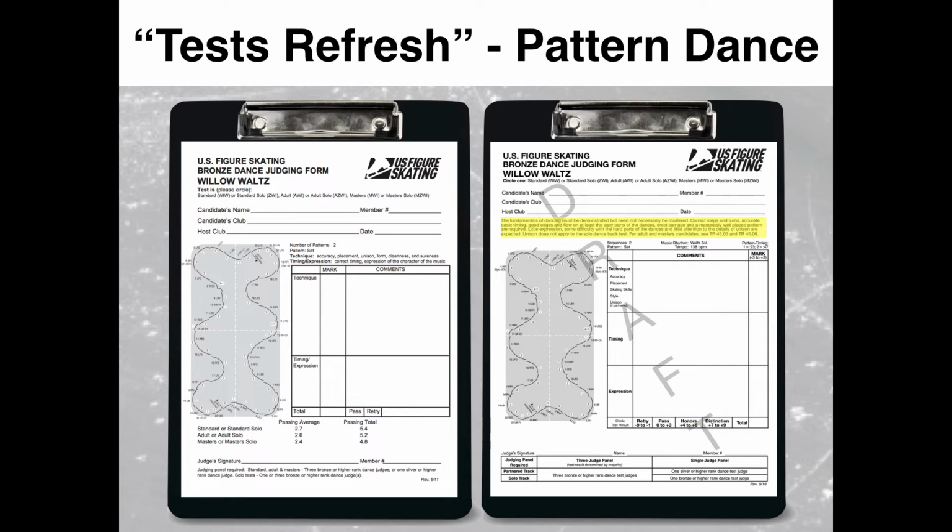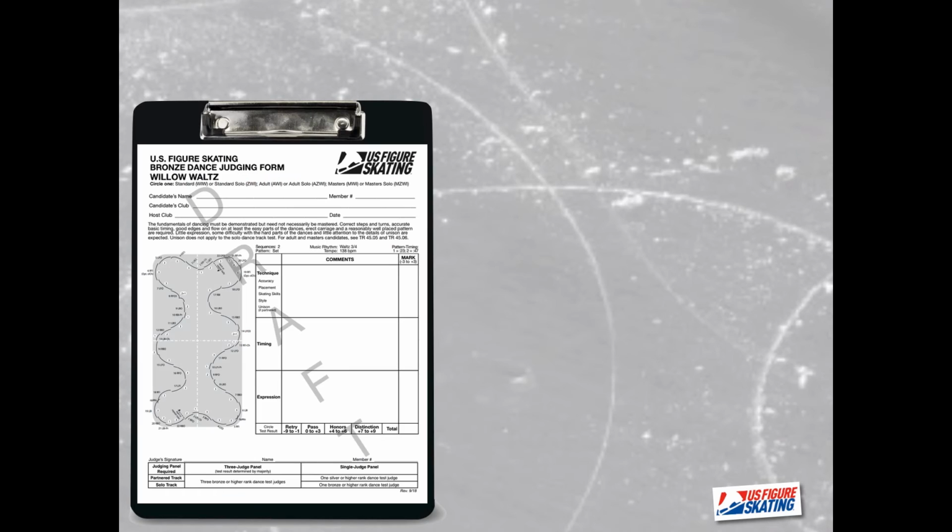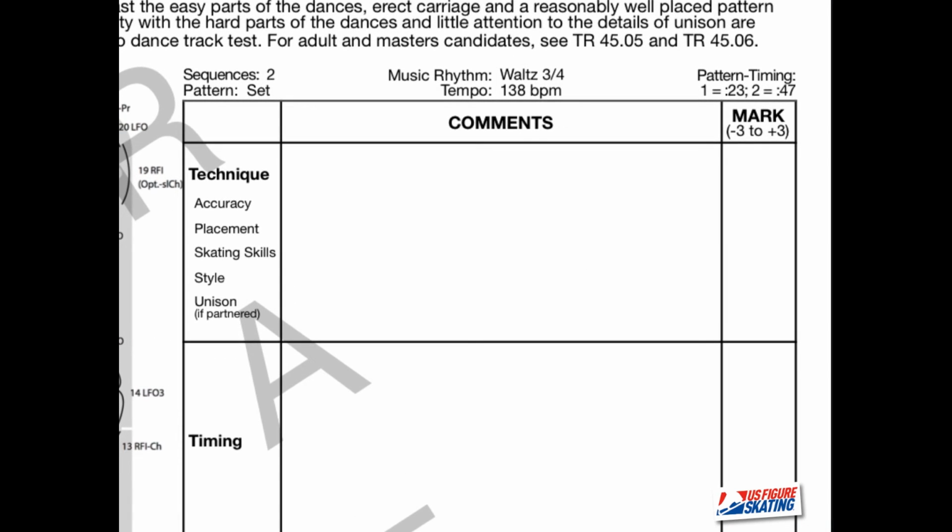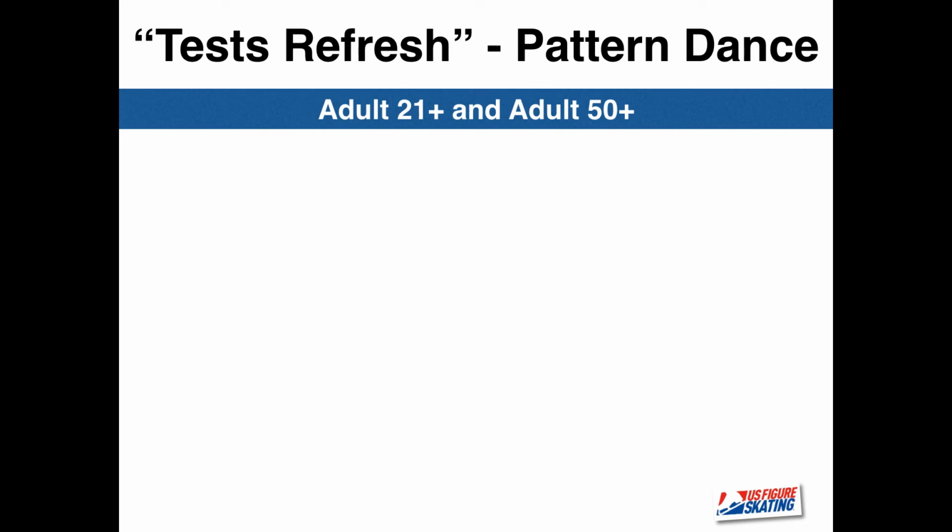New additions to the test forms include test level expectations on all pattern dance test forms and music, rhythm, tempo, and pattern dance timing information for reference. To zoom in, we can better see the additions to the form. In the middle, the music, rhythm, tempo, and on the right, the pattern dance timing information. The titles for adult and master's candidates have been updated to adult 21+ and adult 50+.